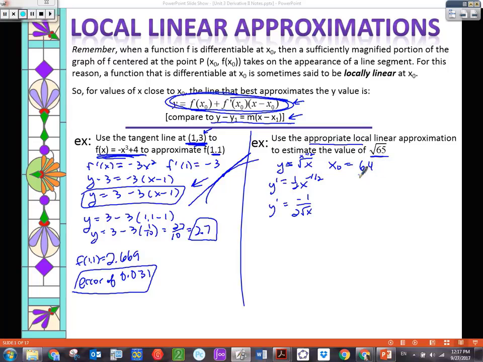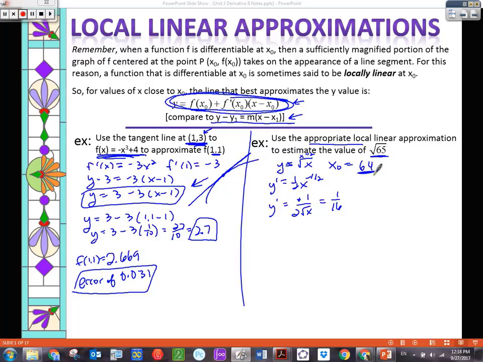Why is the derivative negative? Oh, it shouldn't be. It's positive. So here we go. I need it at 64, so I put in a 64. Square root of 64 would be 8, right? And 1 over 2 times 8. So our slope is 1/16.